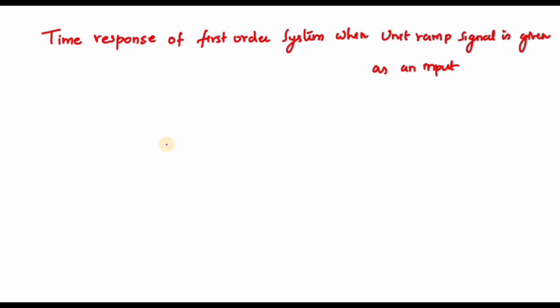So in this video, we are going to discuss the time response of the first order system when a unit ramp input signal is given. We know that T(s) is nothing but C(s) divided by R(s). This is my output response and this is my input. That is equal to 1 divided by (1 + sT). This is a first order system.